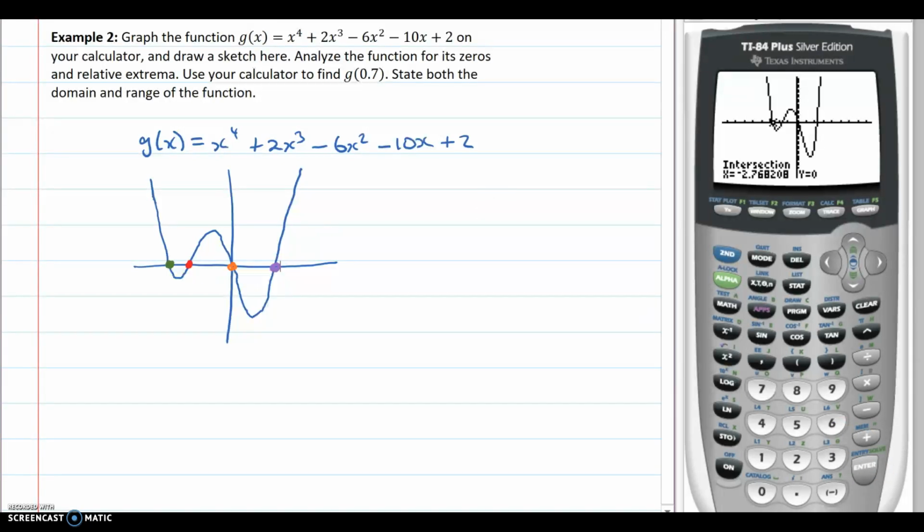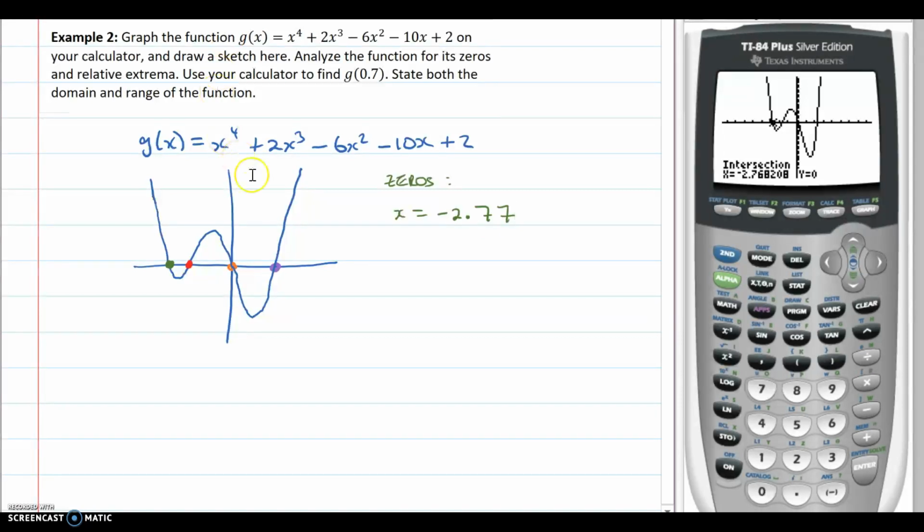So our zeros here. First one, x equals negative 2.77. I'd say correct to 2 decimal places. Okay. Next we'll go for the red one, which is the next one over.